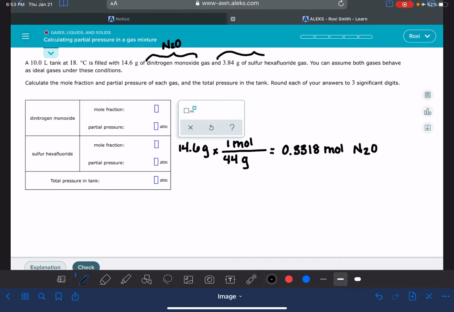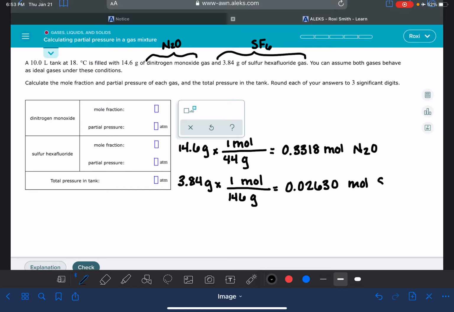Now we're going to do the same thing for the sulfur hexafluoride, which is SF6. Again, if you don't feel confident about interpreting the names of these molecules, just use the internet to look that up. Sulfur hexafluoride is about 146 grams per mole. And again, don't round these when you're actually solving these problems on ALEKS. Use their exact weights. That is 0.02630 moles of SF6. Again, let's remember what we're doing. We're starting by calculating the mole fractions of these gases.